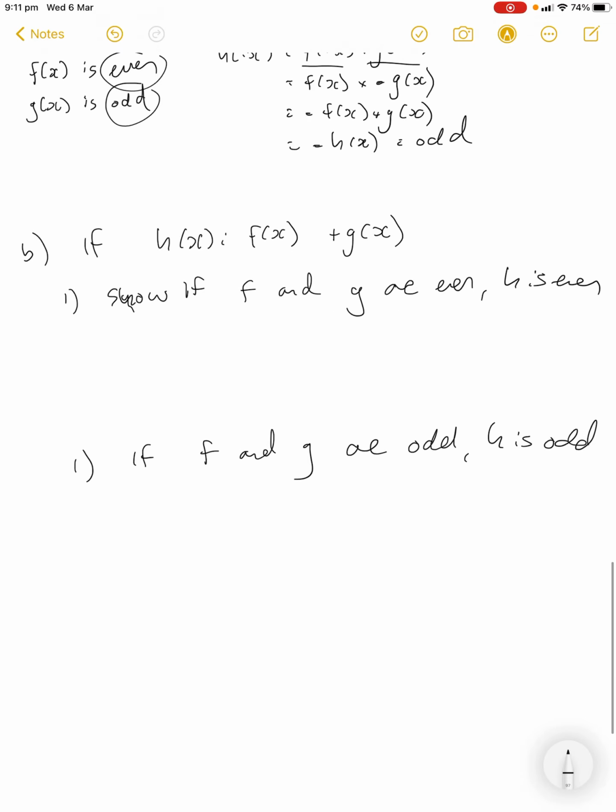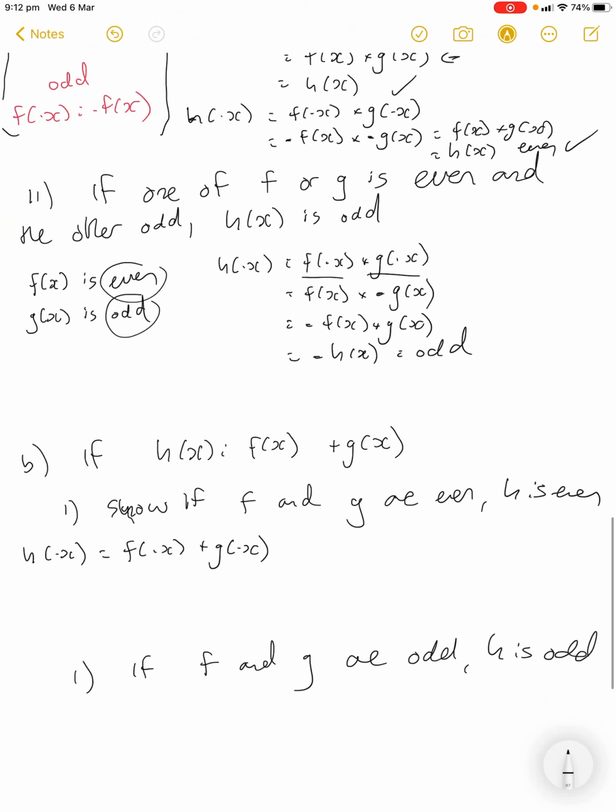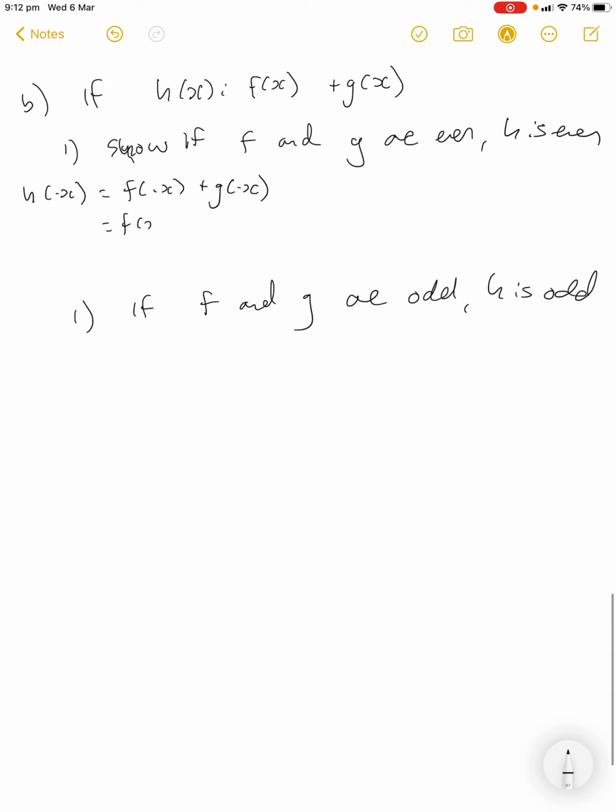We can extend this a little bit further. If h of x equals f of x plus g of x, show that if f and g are both even, then h is even. So, similar idea. Let's put in those substitutions again. We're showing that they're both even. f of negative x plus g of negative x. We know that when they're both even, from our definitions above, that they're the same as f of x plus g of x, which is exactly what we started with, h of x, which is even. Because h of negative x equals h of x, so it's even.